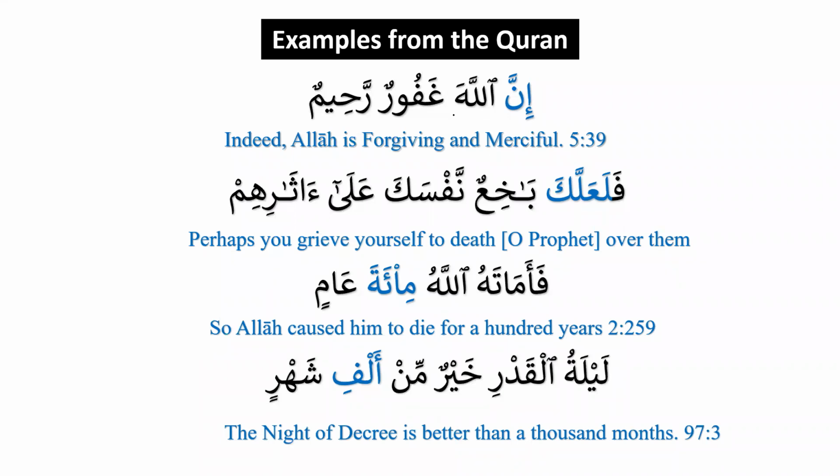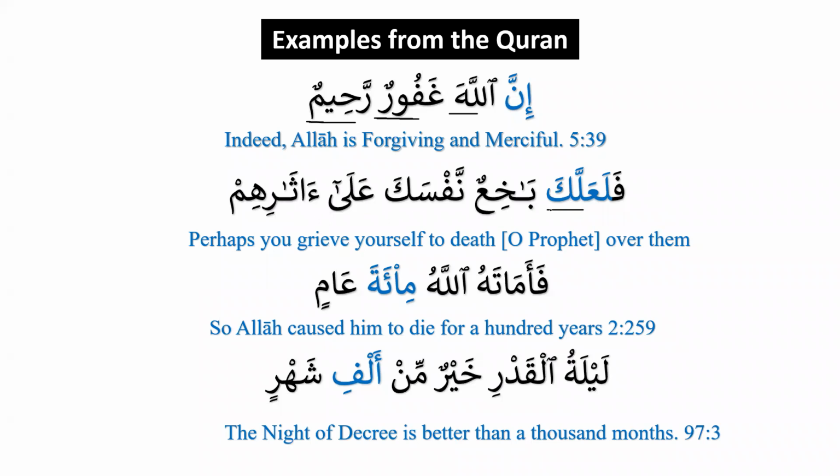So here we can see that after inna, the noun is mansub, and it is called ismu inna, and the khabar is called khabaru inna, ghafurun and rahimun. These are the sifat of Allah subhanahu wa ta'ala. فَلَعَلَّكَ بَاخِعٌ نَفْسَكَ عَلَىٰ أَثَارِهِمْ, Suratul Kahf, I don't remember the verse number. So فَلَعَلَّكَ بَاخِعٌ نَفْسَكَ عَلَىٰ أَثَارِهِمْ.